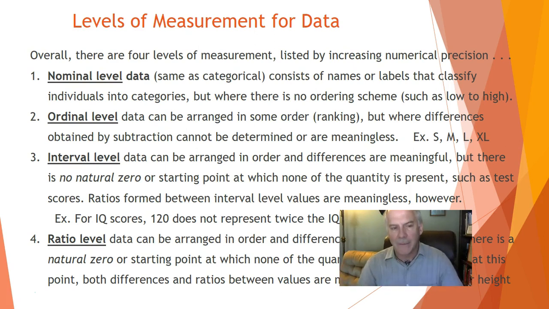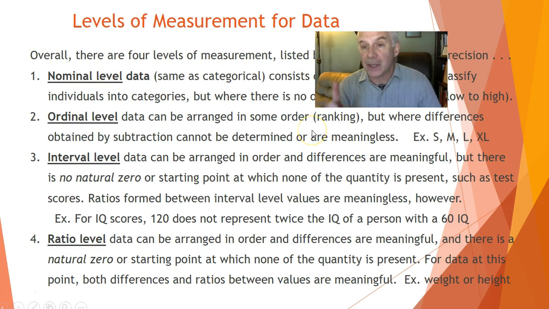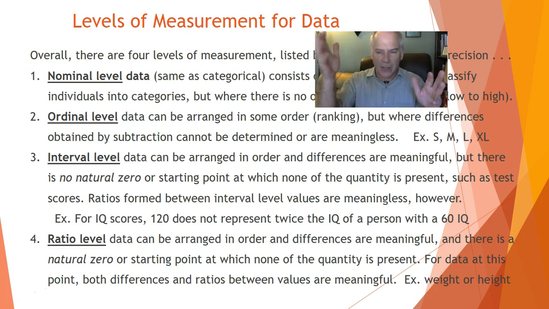That has no meaning. Okay, now interval level data can be arranged in order and differences are meaningful, but there's no natural zero or starting point at which none of the quantity is present, such as test scores. Now, different test scores, you can arrange them in order, and the differences between them have meaning. Johnny got 20 points less than Susie. That we can subtract, and that makes some sense.